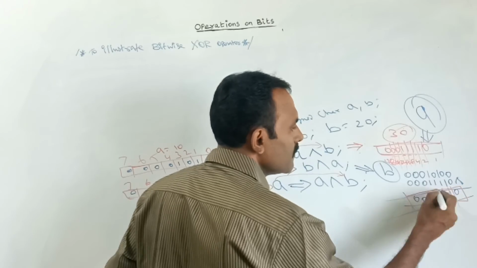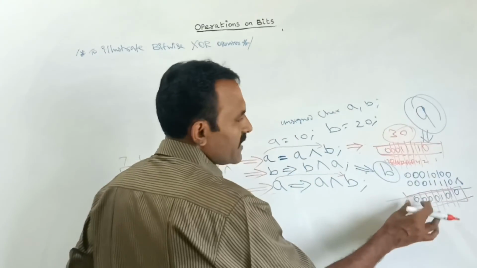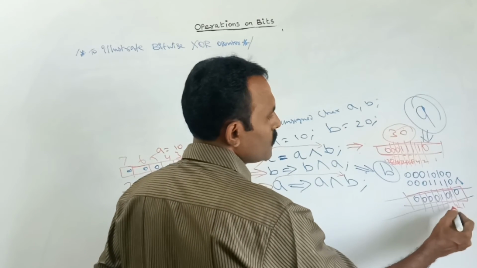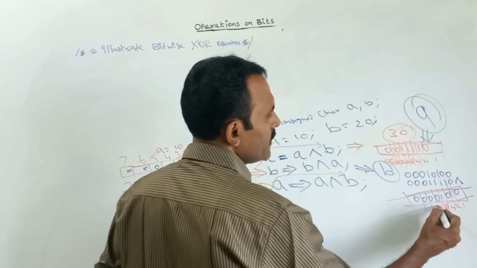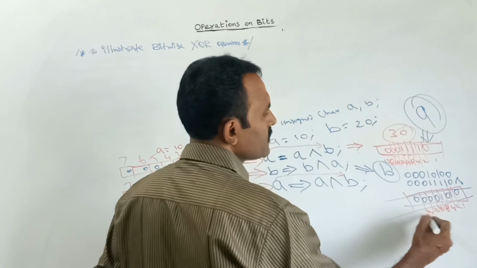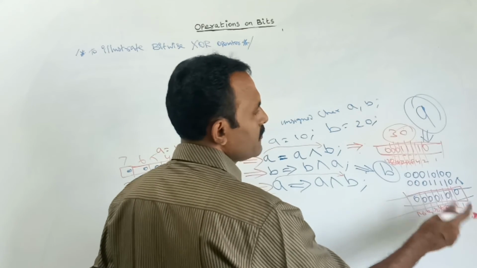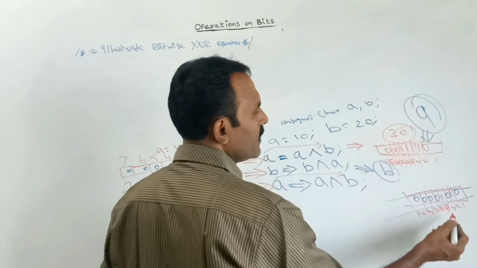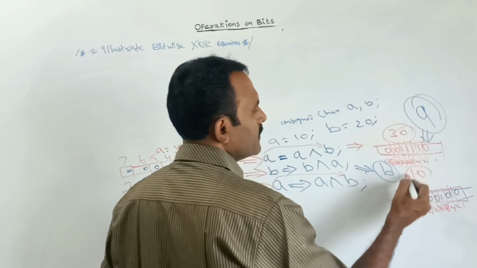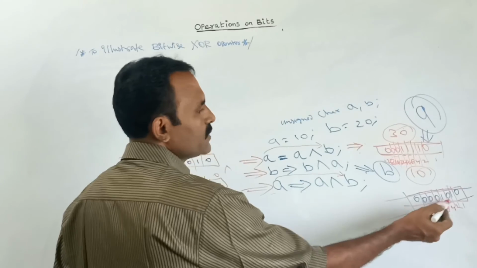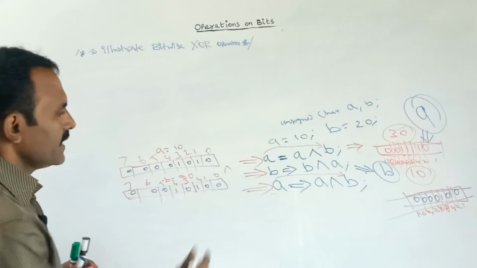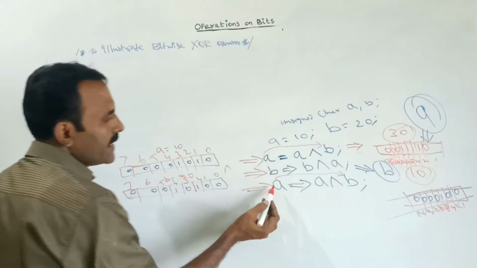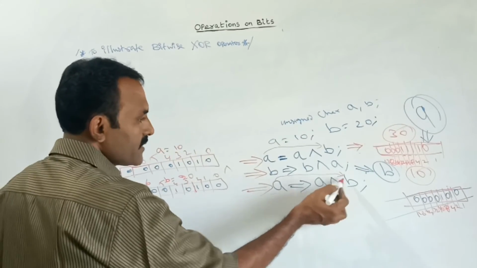Next, if you are converting into decimal, what is the decimal value? 1, 2, 4, 8, 16, 32, 64, 128. Here 8 plus 2 is equal to 10. So now B will hold the value 10, in decimal 10 or binary 1010. Next, in this step B value is 10. Next, again A is XORed with B.